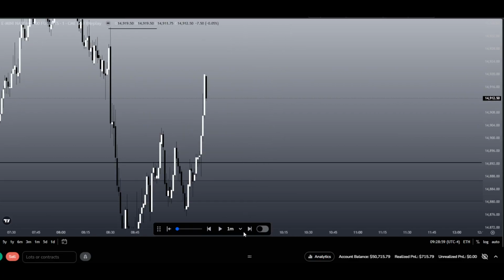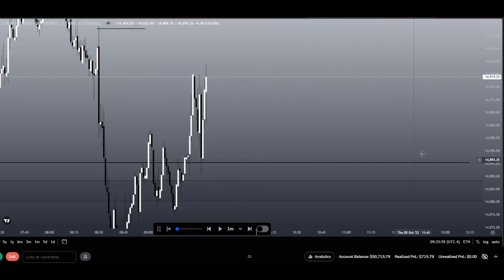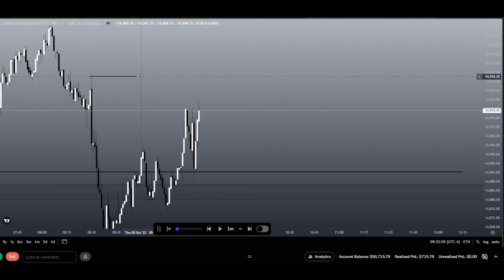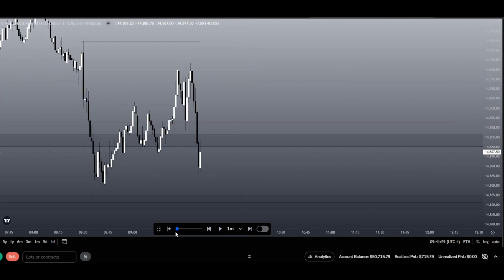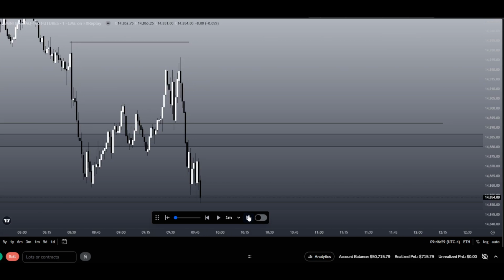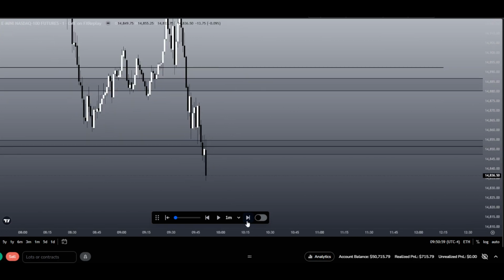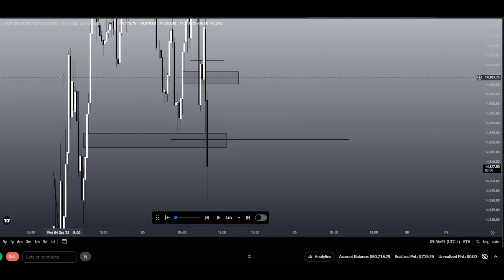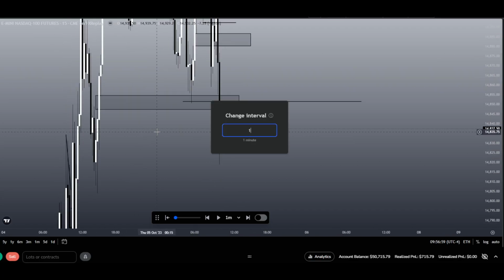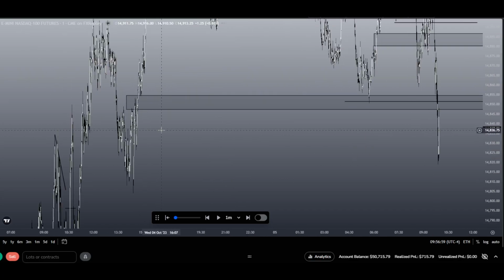Okay. Let's see. Probably gonna run this without an entry, which is fine. Okay, I do like that we manipulated back down. So I want to see this low get swept. Okay, there's that low getting swept. This is where I'd want to see a textbook long. Okay, hold up. We get a long here.